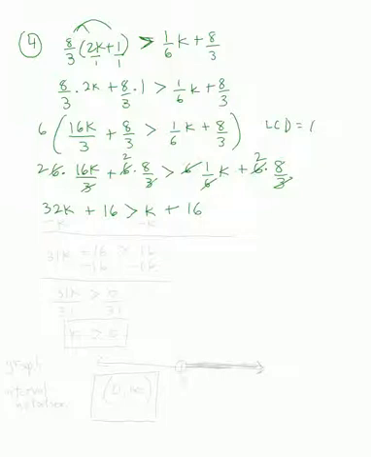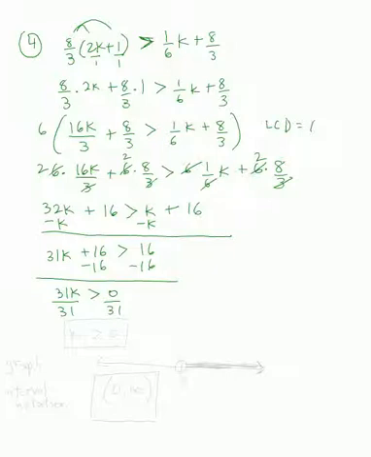Now I use my adding and subtracting to move all the variables to the left. I end up with 31k plus 16 is greater than 16. Subtract the 16 from both sides. I end up with 31k is greater than 0. Divide both sides by 31. I get k is greater than 0. So this is my solution.